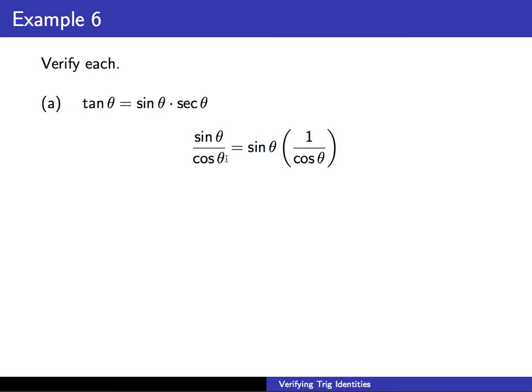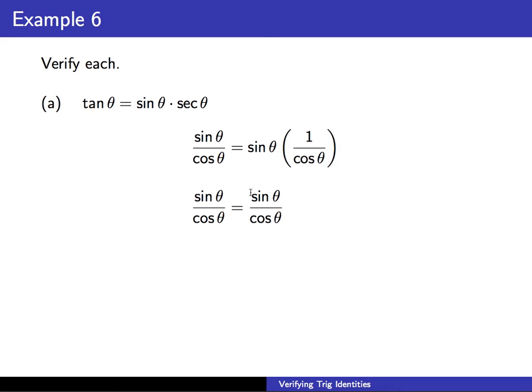So we have sine of theta over cosine theta equals sine of theta times 1 over cosine of theta. Then just multiply the expressions on the right. Sine of theta times 1 over cosine of theta gives us sine of theta over cosine theta. So we've shown that each of these two sides, although they look different from the way they're written, they're actually the exact same expression. They're both equal to tangent or sine times secant, or they're both equal to sine of theta over cosine theta.